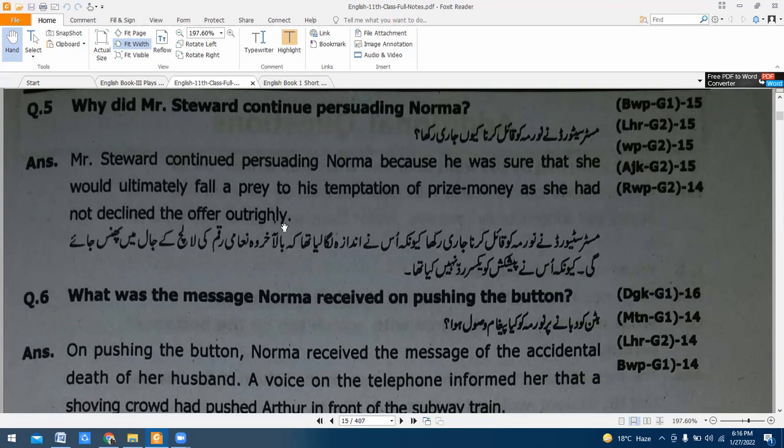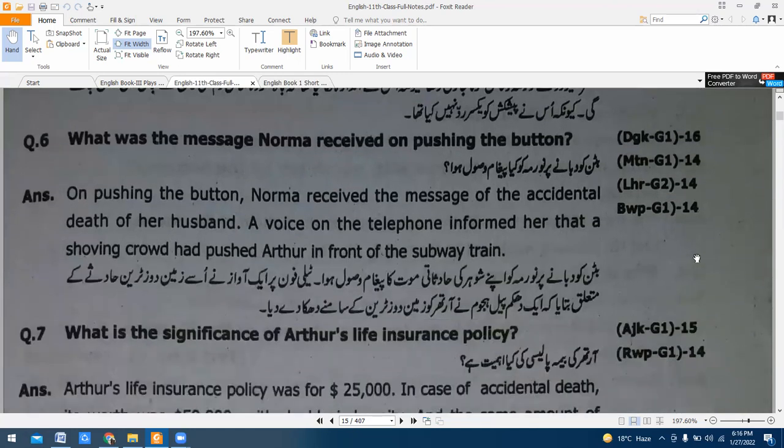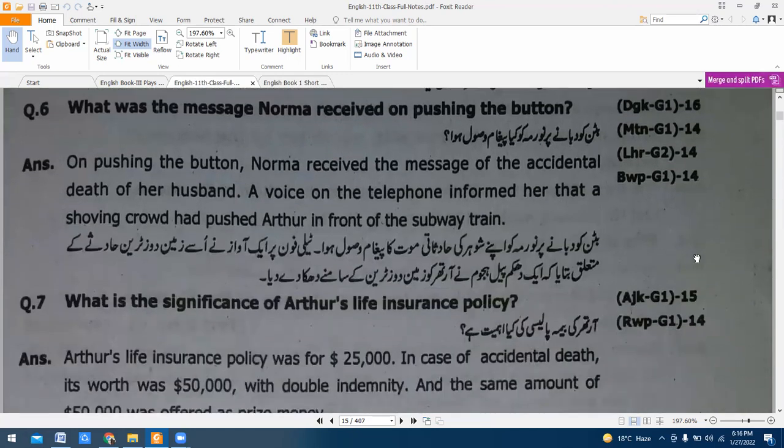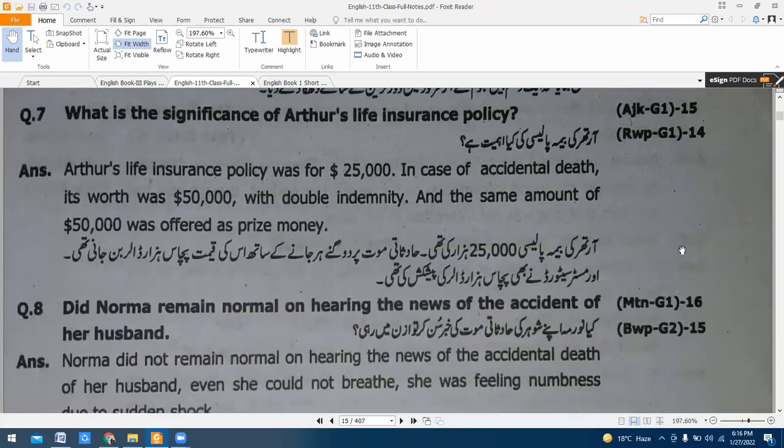Now question 6. What was the message Norma received on pushing the button? On pushing the button, Norma received the message of the accidental death of her husband. A voice on the telephone informed her that a shoving crowd had pushed Arthur in front of the subway train.